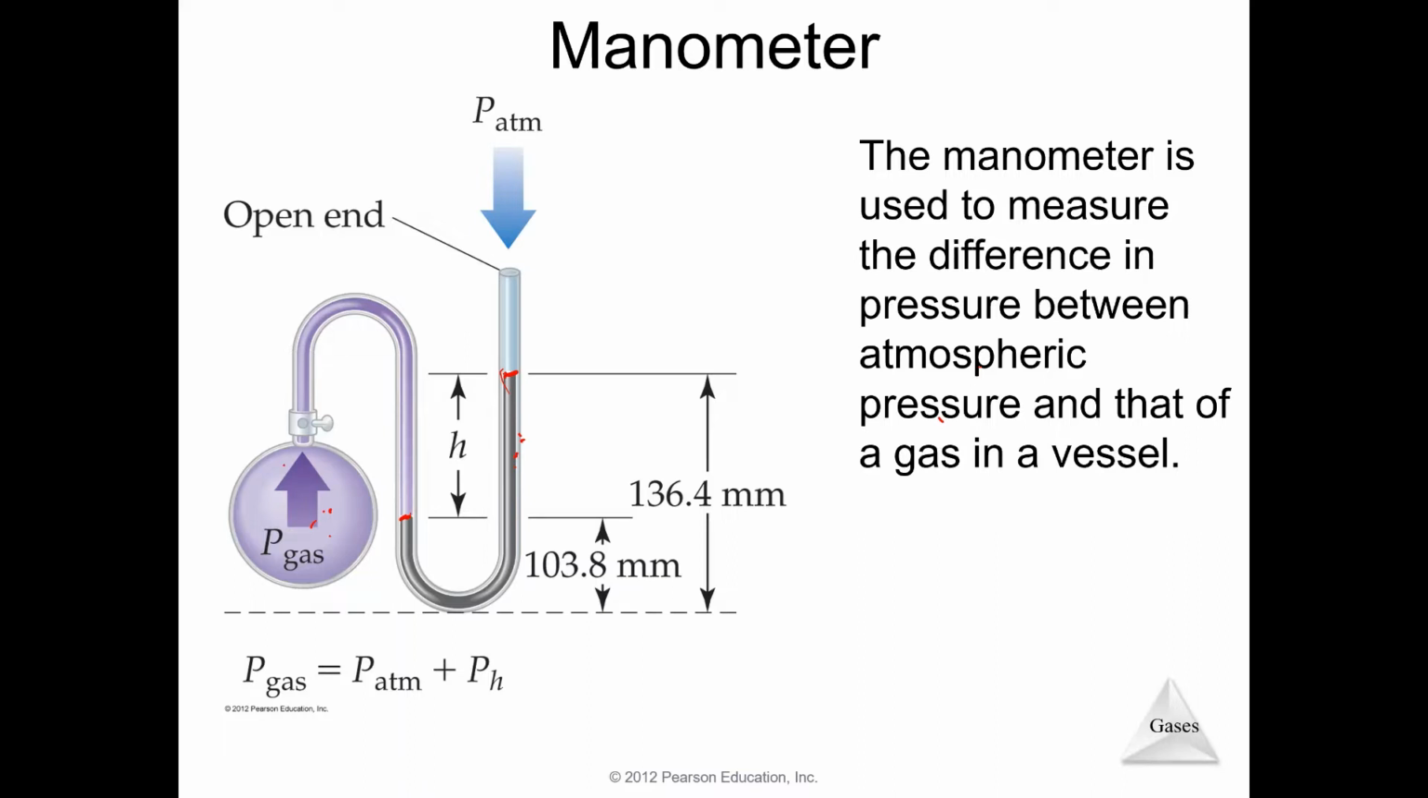So the gas pressure is equal to the atmospheric pressure plus this height. Because remember, this is open right here. So if it is open, atmospheric pressure creates one atmosphere, and then this gas pressure has to oppose that. And then to calculate the gas pressure, you take this height difference plus the atmospheric pressure, whatever the atmospheric pressure is.